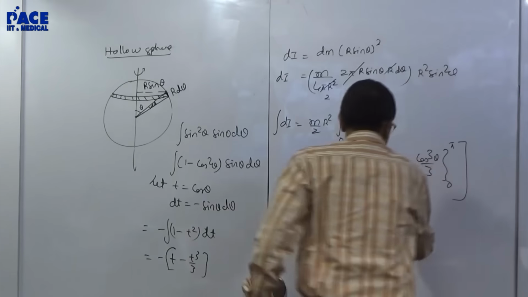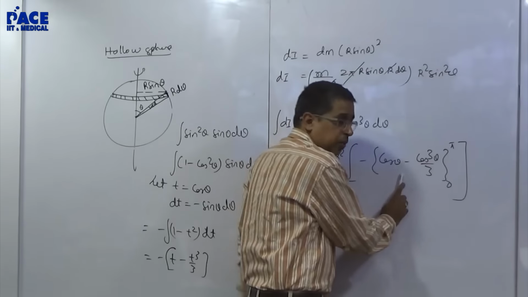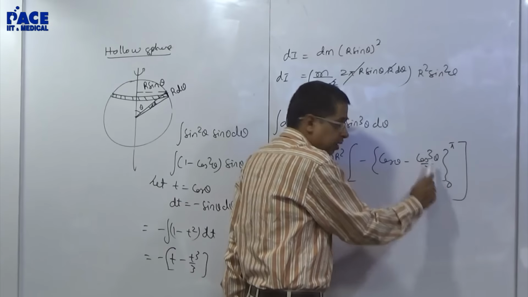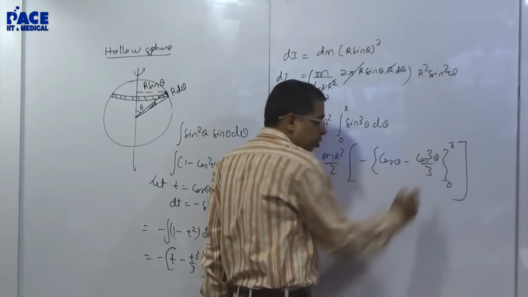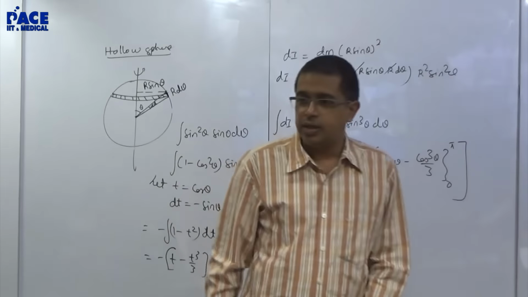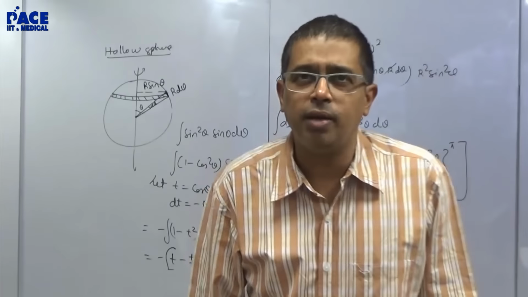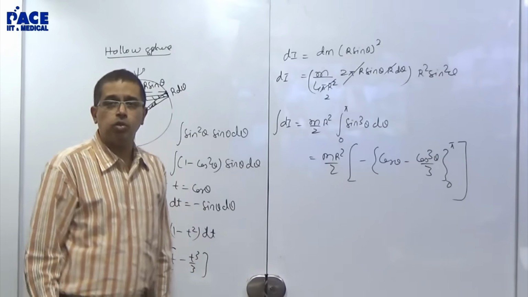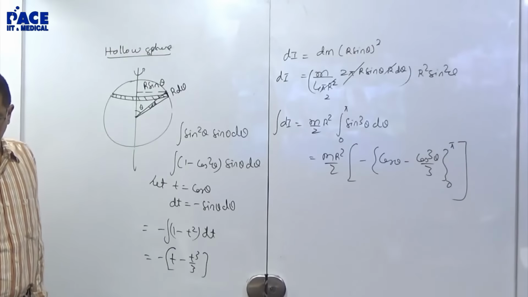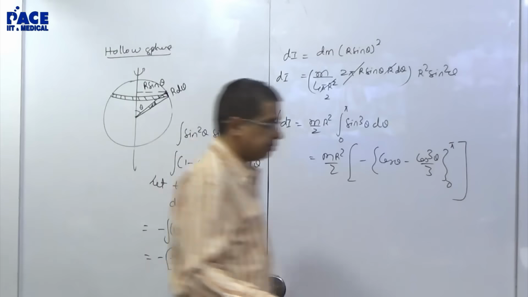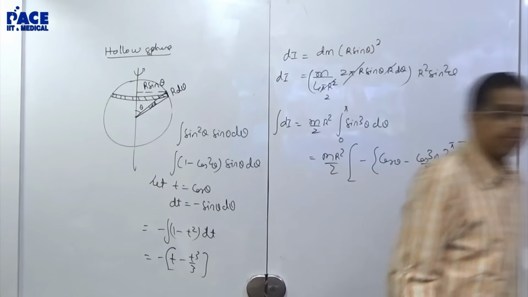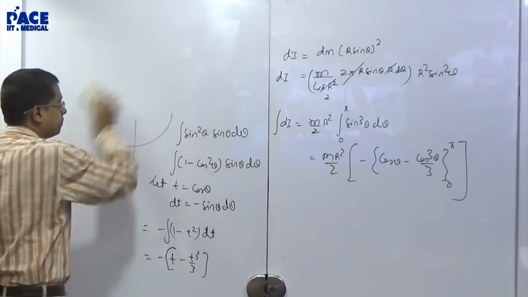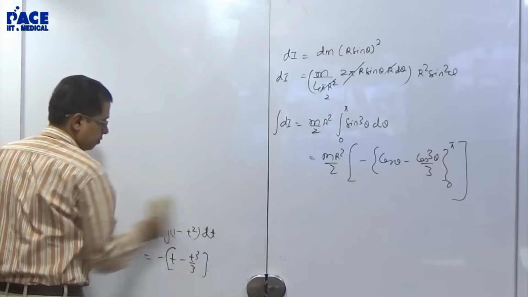Substitute pi here. You should know the value of cos pi. Cos pi whole cube, minus, substitute 0 in the place of theta. Addition and subtraction, I believe you will be able to do. 2 by 3 mr square. You must get the final answer. Yes, sir, got it.